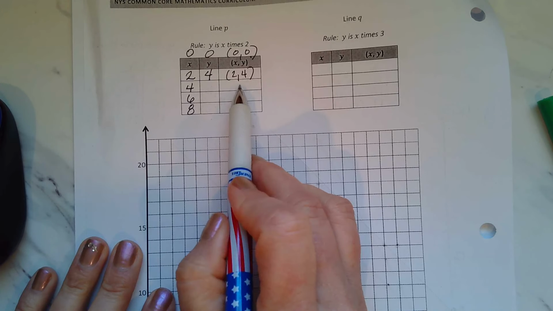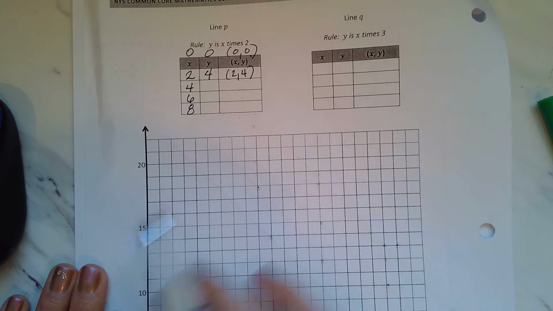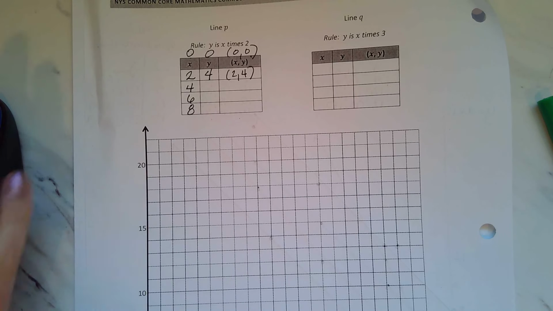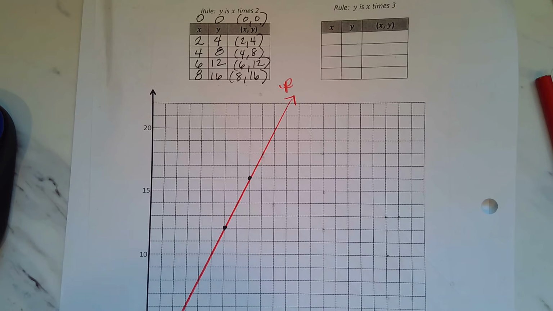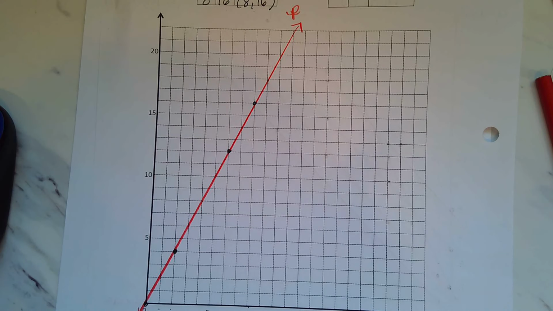Now, what I want you to do is apply the rule, find the y coordinate, list your coordinate pairs, plot the points, and connect the lines. Come on back when you're done. All right. Did you end up with 0, 0, 2, 4, 4, 8, 6, 12, 8, 16? Did you start at the origin, plot your points, connect your points, and create a line and label it P?